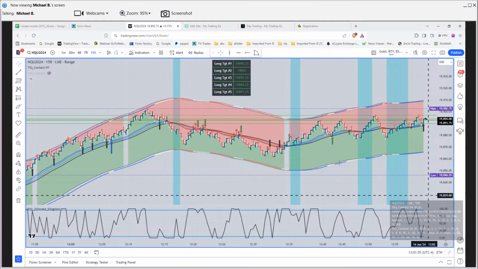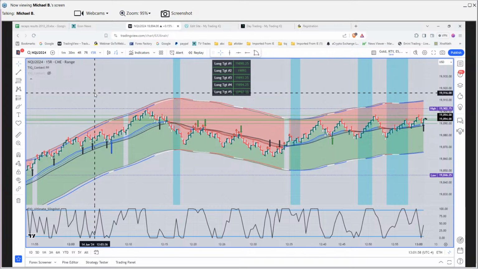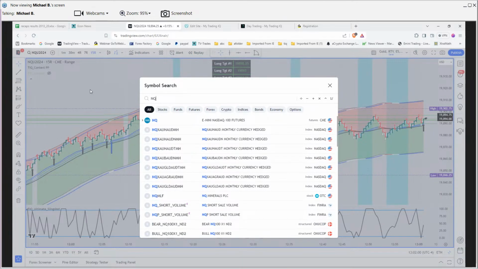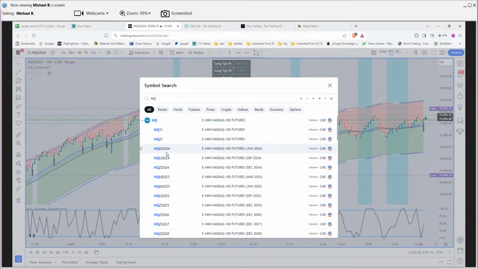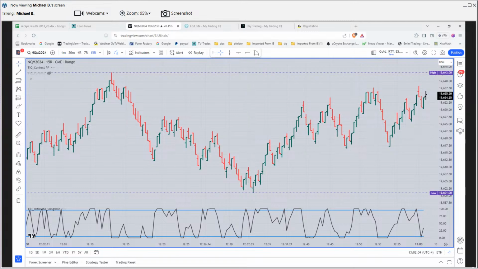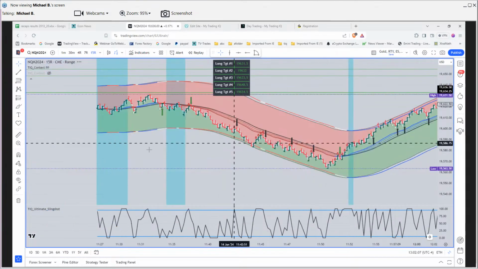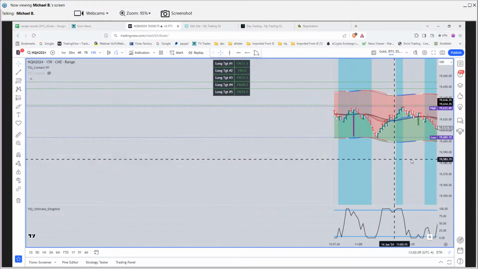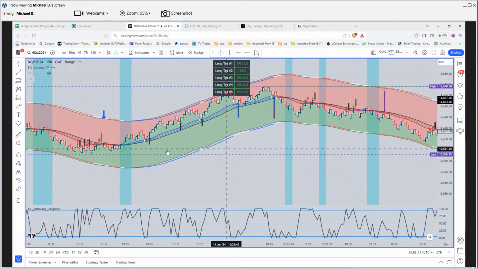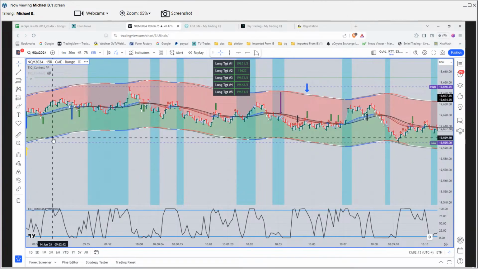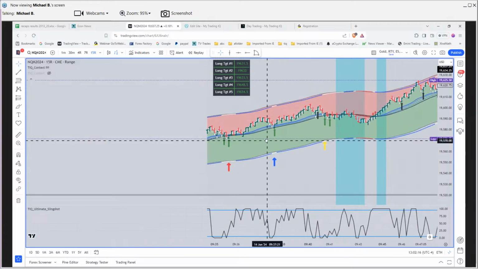Now on the NQ, we got to roll this back to NQ. Go to the M contract. And in a minute here, we're going to get to some other stuff. Be happy to show you here in just a minute.